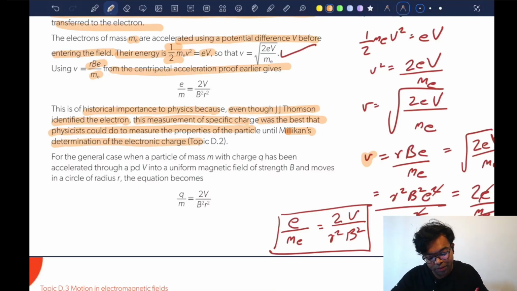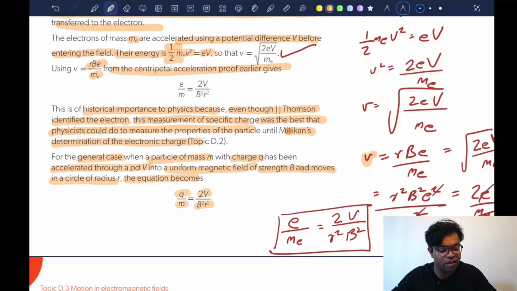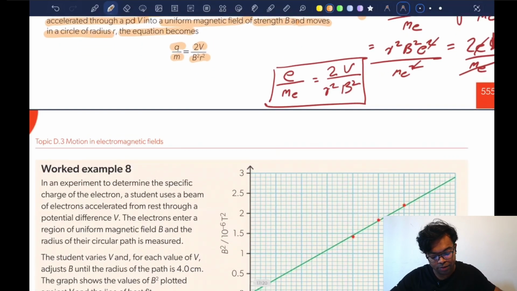Okay, next, for the general case, when a particle of mass m with a charge q has been accelerated through a potential difference V in a uniform magnetic field of strength B and moves in a circle of radius r, the equation becomes q upon m is equal to 2V upon r square B square. So if you don't have an electron but a charged particle, instead of writing E you will write Q. That is the only difference that we are doing here. I hope this concept is extremely clear to you. Okay, let's move on.